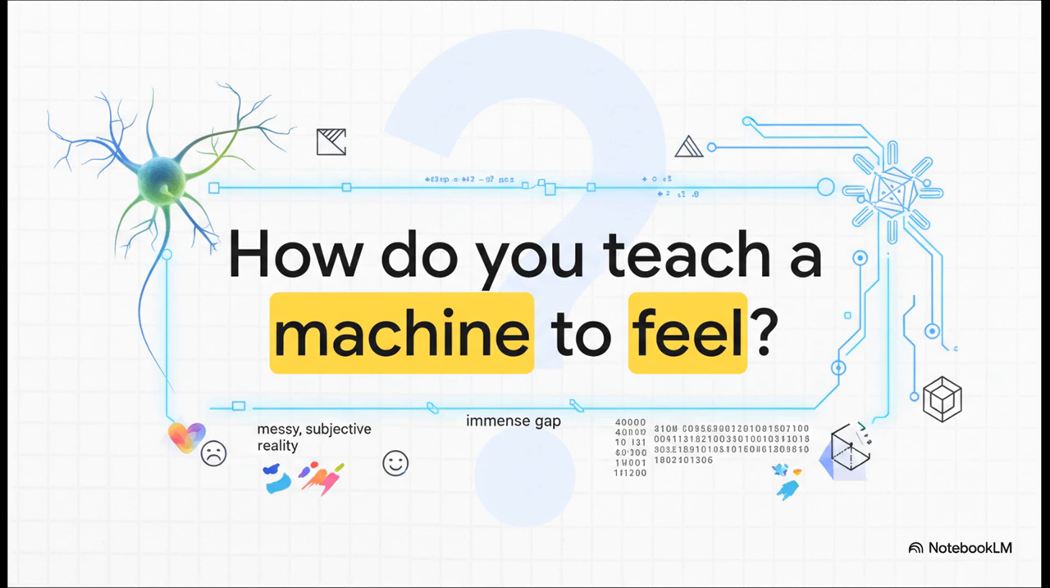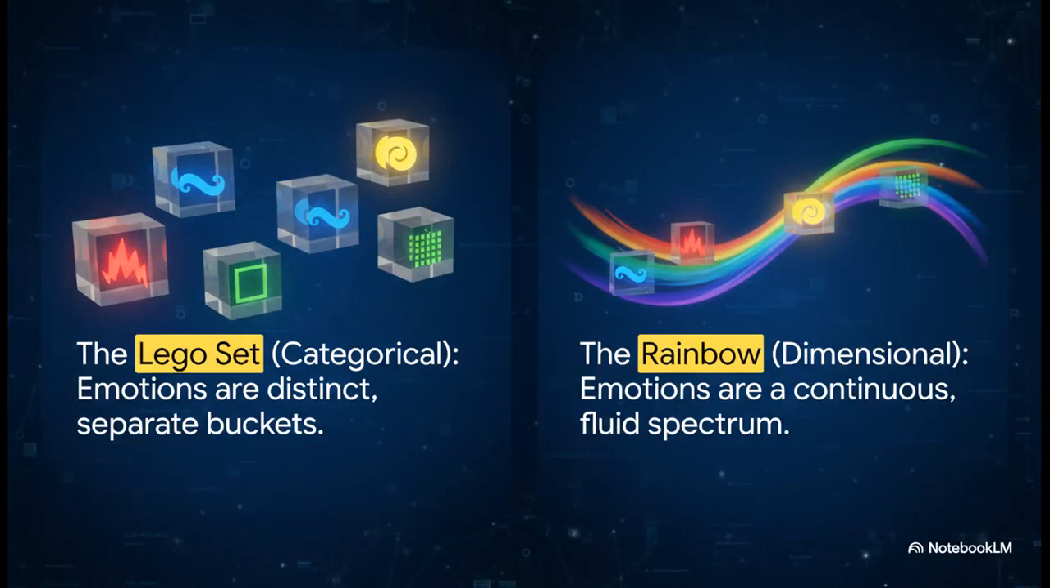So this really brings us to the million-dollar question, right? How do you actually teach a machine to feel? And this isn't just a technical problem, it's almost a philosophical one. How do you build a bridge between the beautiful, chaotic reality of human emotion and the clean, binary logic of a computer? Well, it turns out there are basically two ways to think about this.